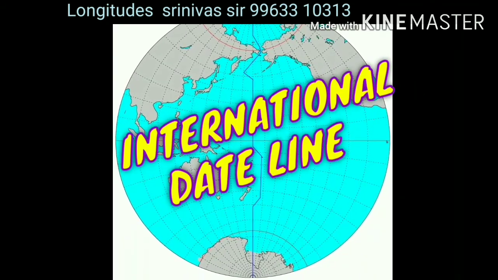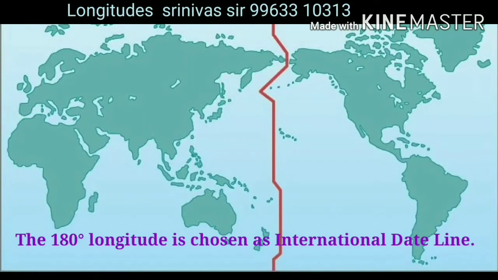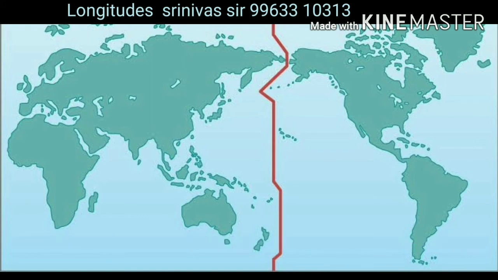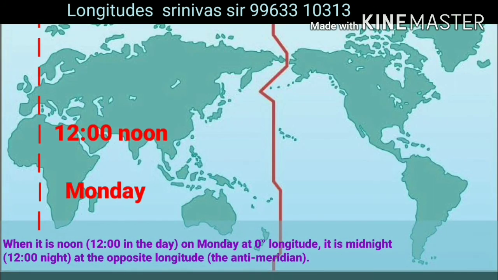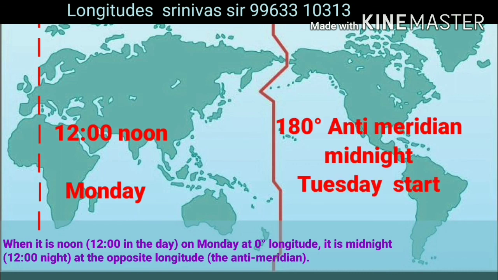International Dateline. The 180 degrees longitude is chosen as the International Dateline. The International Dateline, established in 1884, passes through the mid-Pacific Ocean. When it is 12 o'clock in the day on Monday at 0 degrees longitude, it is midnight 12 o'clock at night at the opposite longitude, 180 degrees, the anti-meridian.